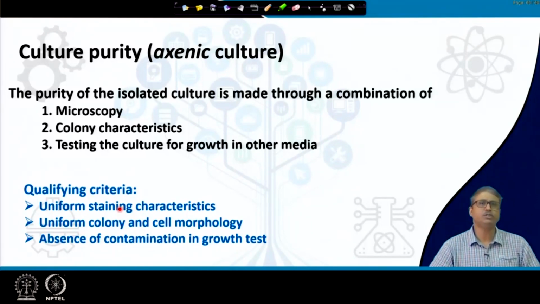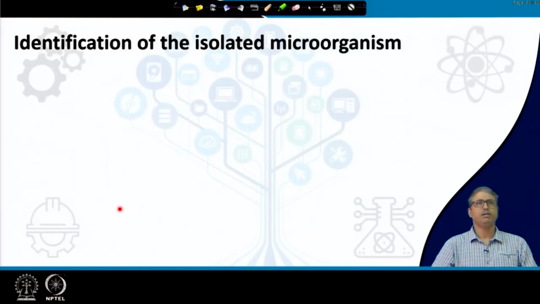However, the cell morphology, which can be seen under the microscope, both the light microscope as well as the electron microscope, can be used to discriminate whether there is a mixture of cells with respect to cell morphology, and the absence of contamination in a growth test. So, when we grow with different media conditions, it is possible to find out whether the organism is a pure culture or not. Now, next is the identification of the isolated microorganisms.